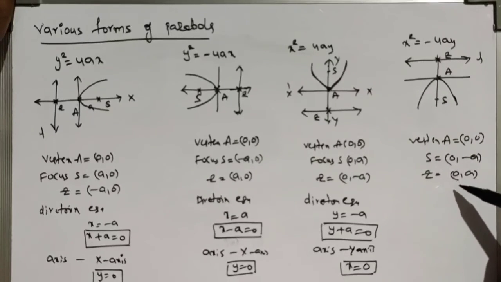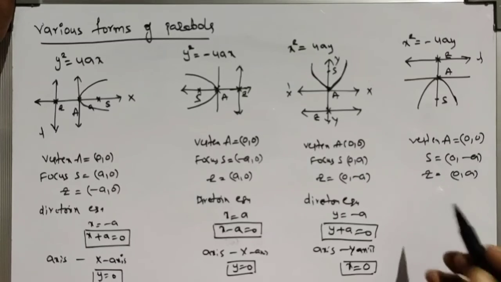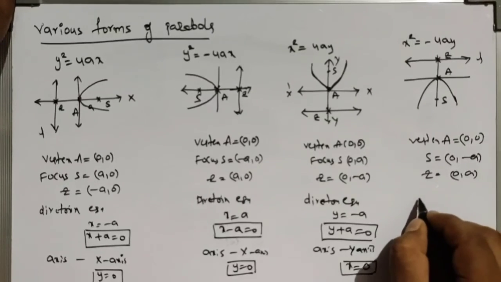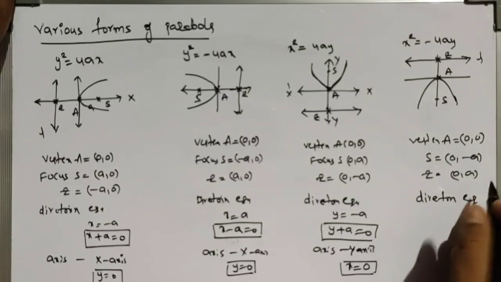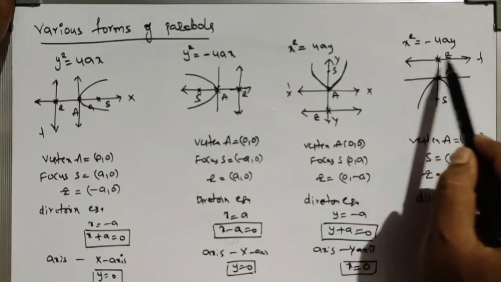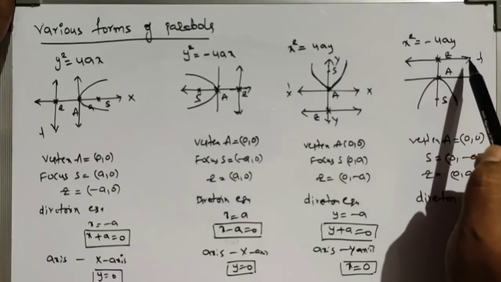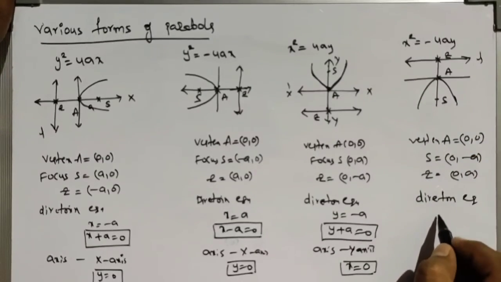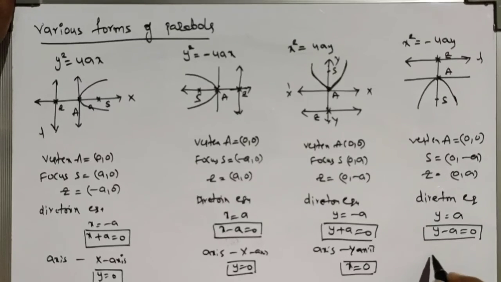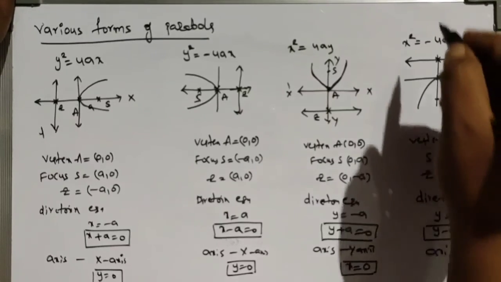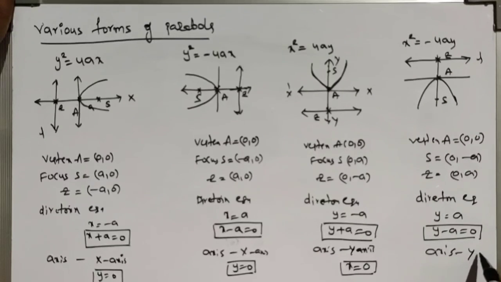So Z becomes (0, a) and S becomes (0, minus a). And the equation of directrix is what here? On this line the value of the y coordinate is the same, here it is a, therefore take y is equal to a, or y minus a is equal to 0. This is the equation of directrix in this case, and the axis becomes the y-axis only, and its equation is x is equal to 0 because the x value is 0 on the y-axis.